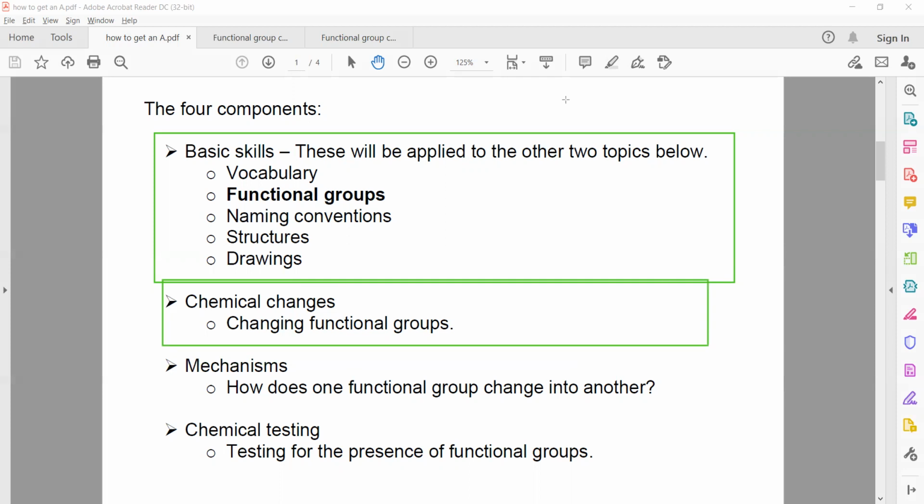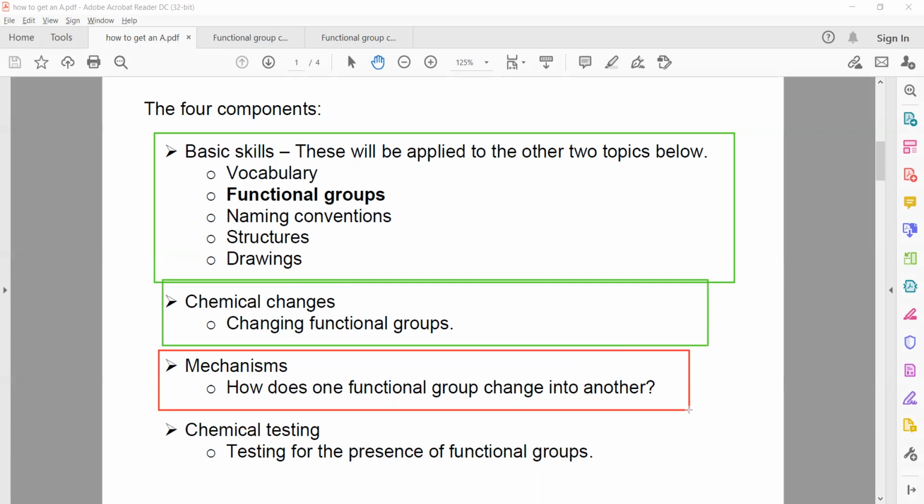And then Kamaz, you were asking about nucleophiles and electrophiles. That comes here under mechanisms. So when we learn about the process of how one functional group gets converted to another functional group, we'll talk about what's called the mechanism. And in that case, we'll use the words nucleophile, electrophile, and all that sort of vocabulary.